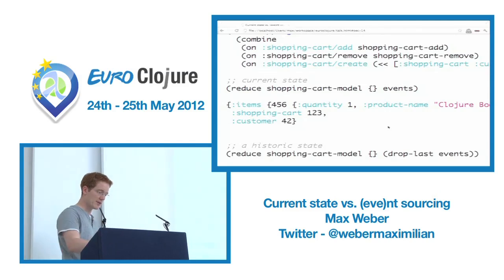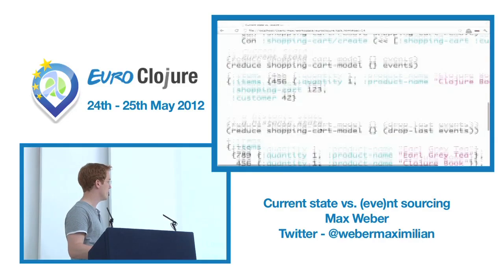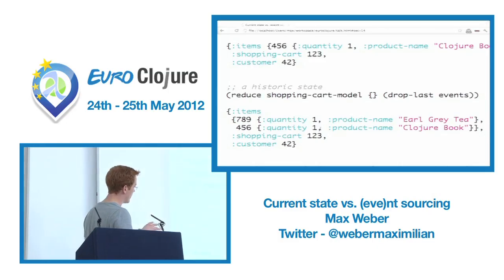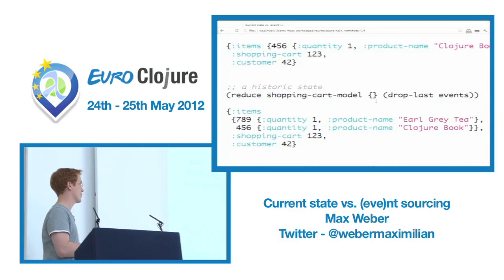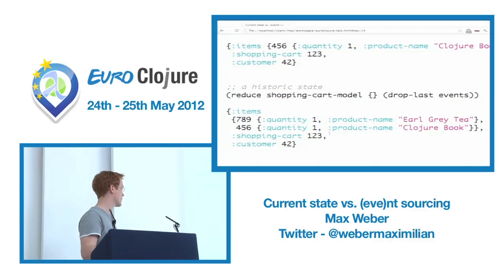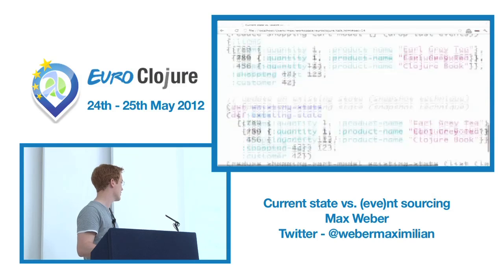But this is not the only thing you can do. You can also rederive a historic state. So this one is the state of the first shopping cart scenario. We simply drop the last event, and therefore the remove from the shopping cart gets removed, and so you still have both products here inside this current state model.